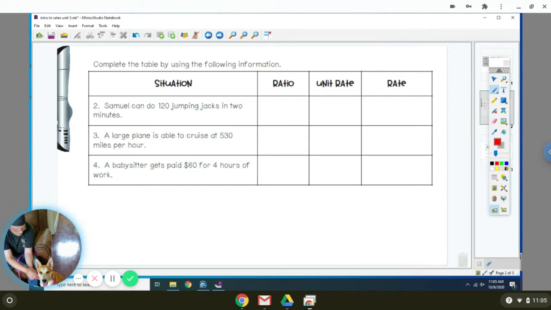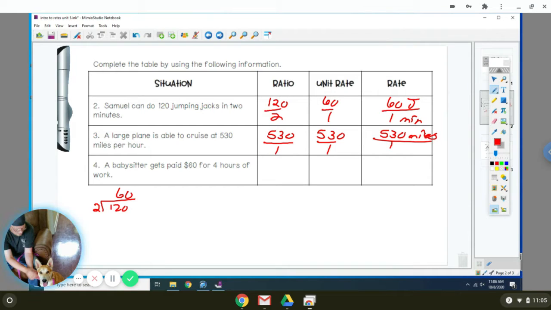So Samuel can do 120 jumping jacks in 2 minutes. So your ratio is 120 over 2. And so you divide 2 into 120 and you get 60. So that'd be 60 over 1, which represents 60 jumping jacks for every 1 minute. 3, a large plane is able to cruise at 530 miles per hour. So your rate will be 530 over 1, which is also your unit rate because it's over 1 unit. And then the rate will be 530 miles for every 1 hour.